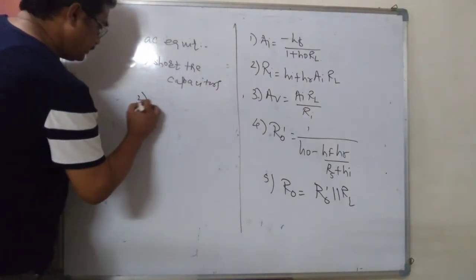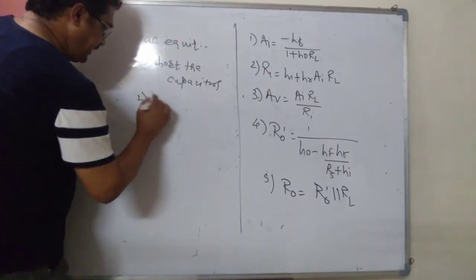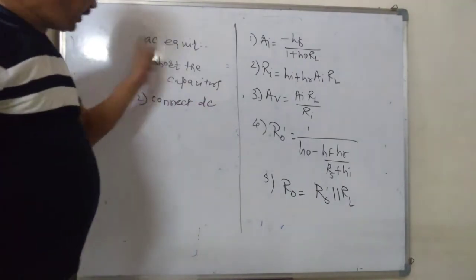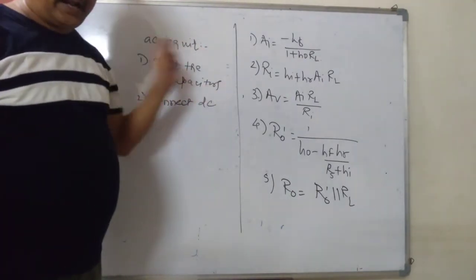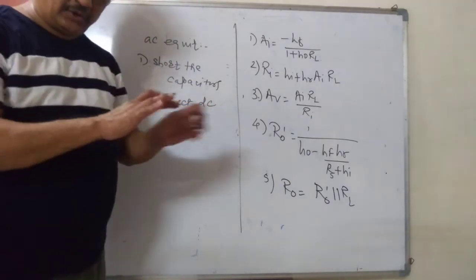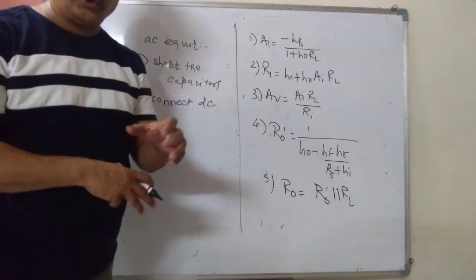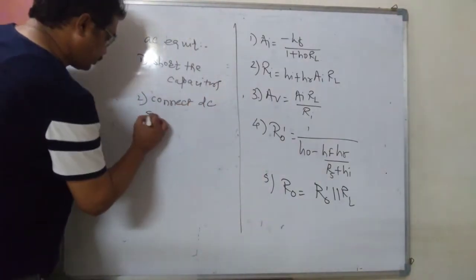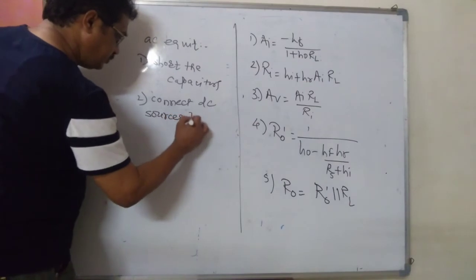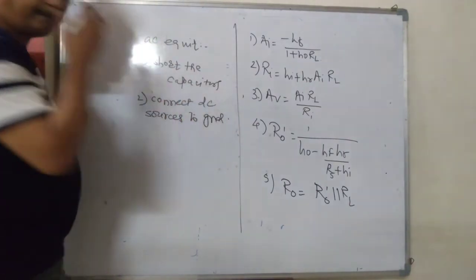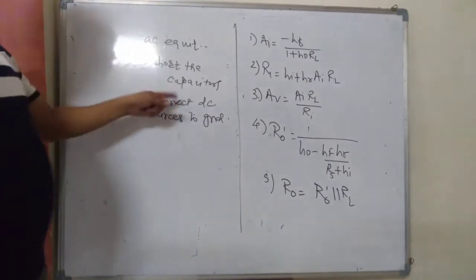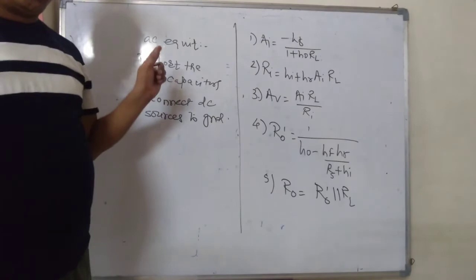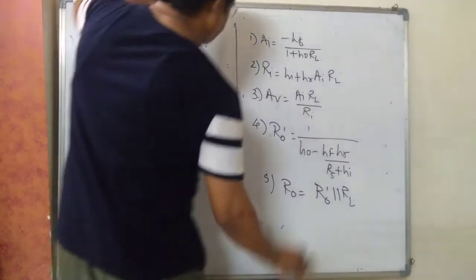And second step, connect the DC sources to ground. Since we are drawing the AC equivalent, there are DC voltages in the figure. You have to connect those DC voltages to ground, that means reduce them to 0. To reduce a DC voltage to 0, you connect it to ground. Only 2 steps: short the capacitors and connect the DC voltages to ground. So I will give you one example. I will draw the figure and show you how to draw the AC equivalent.